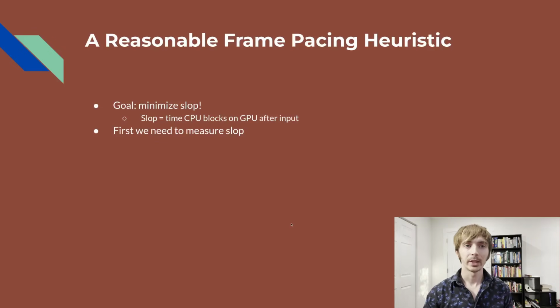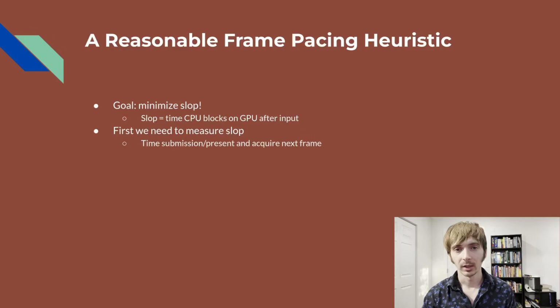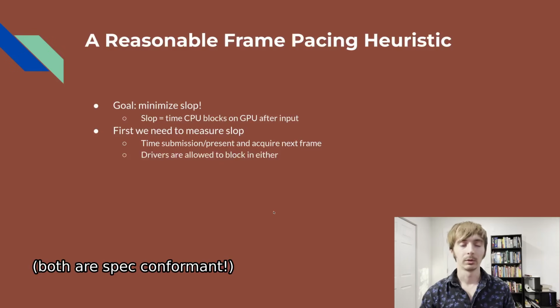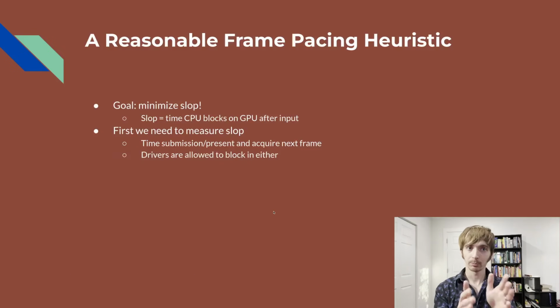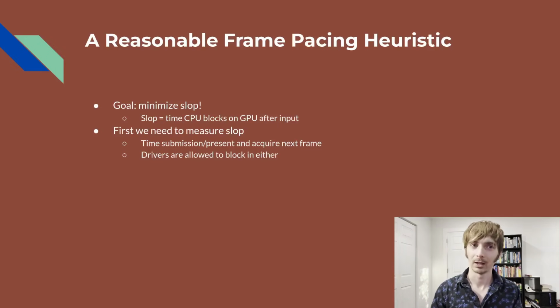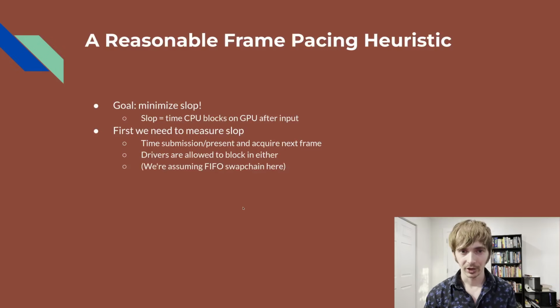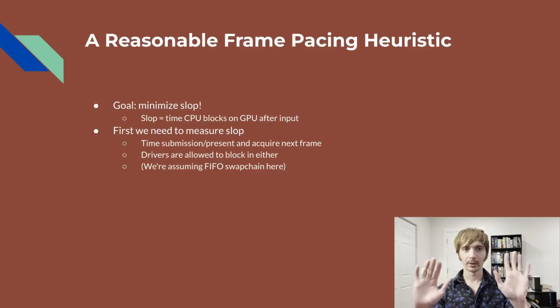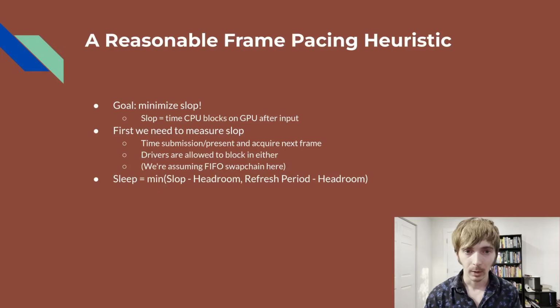To minimize this value, we need a way to measure it. And there's a little bit of a gotcha here. The driver is allowed to sleep in 2 different places. It could sleep when presenting the frame, or it could sleep when acquiring the next frame. And so you've got to make sure you time both of these. Your particular setup might always introduce the sleep in one place or in the other, but that's just your setup. And I've also seen setups that do it in both for some reason. So yeah, be careful of that. Make sure you're timing both. And we're assuming a FIFO swap chain here. This doesn't really make sense otherwise.